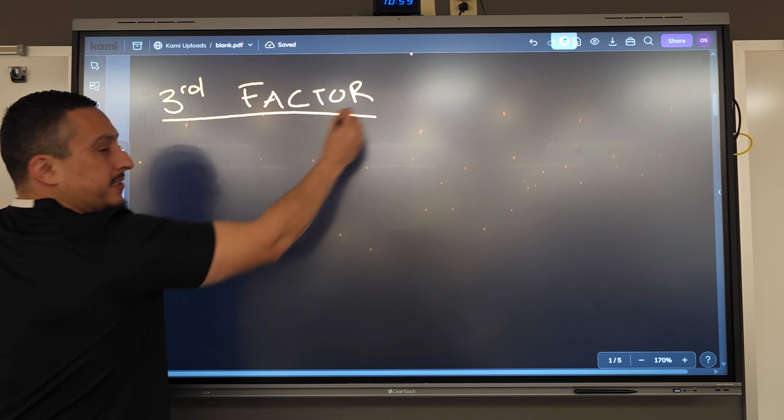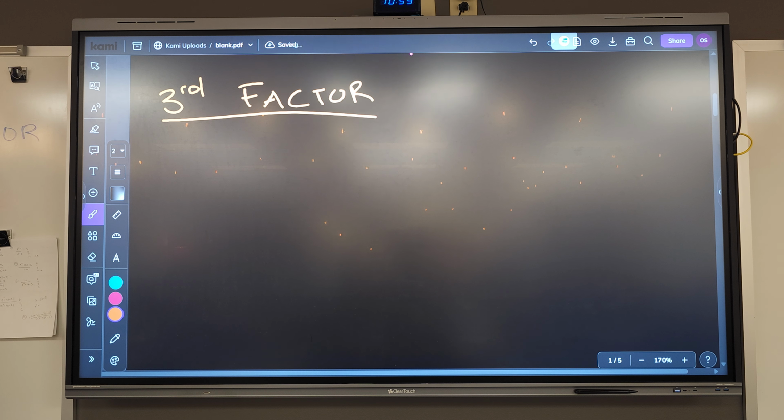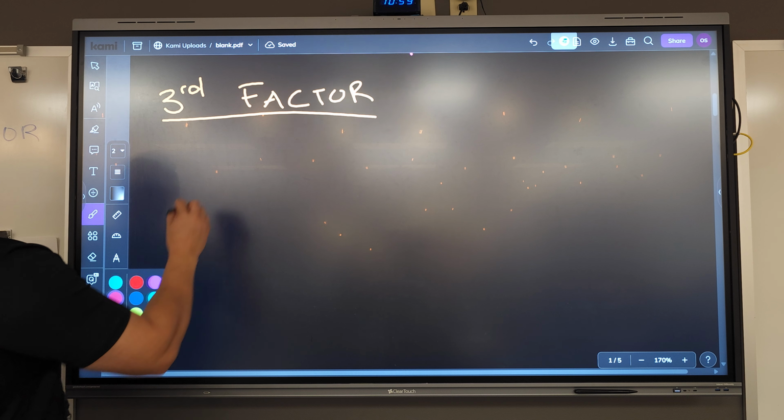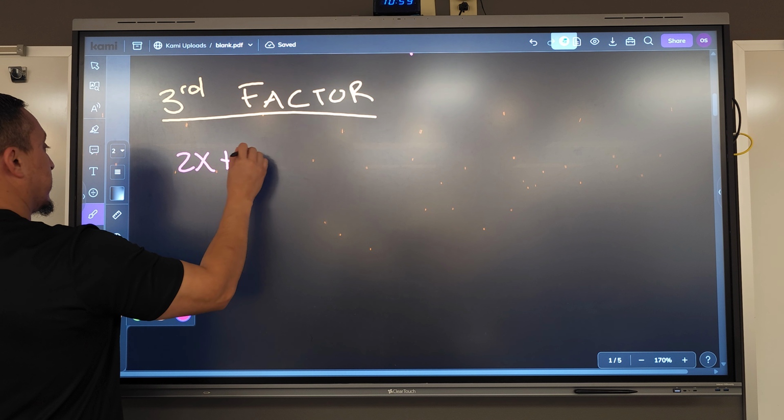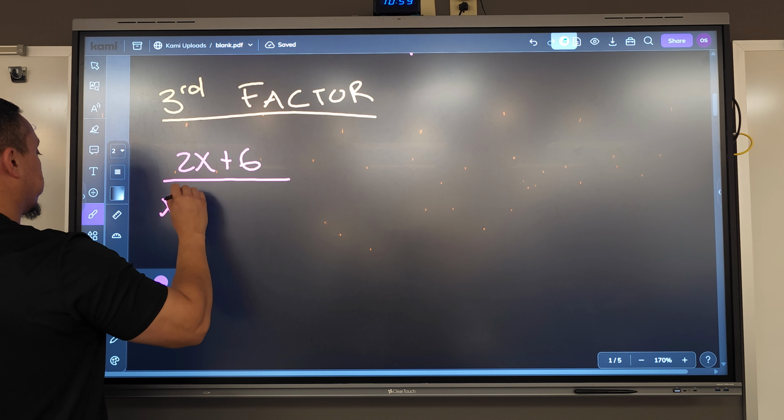Lastly, or third, you factor. This is Monday stuff, 210. Factoring is where your x-intercept comes from, your vertical asymptote, your what else? Your hole. So here it is, 2x plus 6. The rest will come from here.